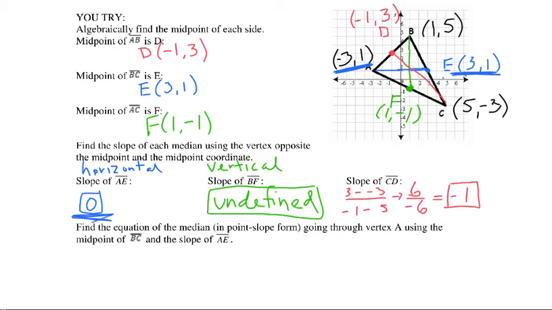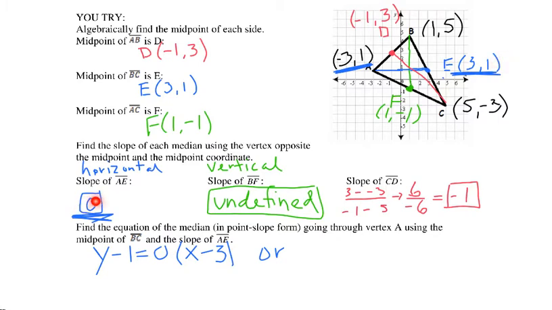If I wanted to use my vertex instead, my equation would be y minus 1 again, because I also have my y value as 1 right here, equals my slope of 0, and then in parentheses x minus -3, so it becomes a plus 3. And those would be my two possibilities for the equation of the median going through vertex A.